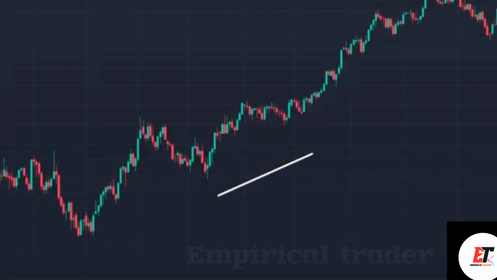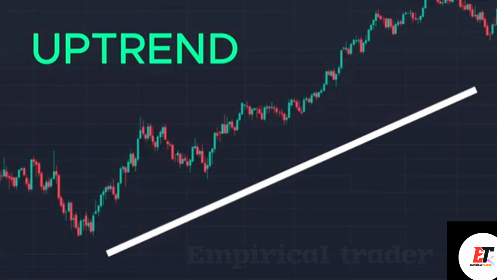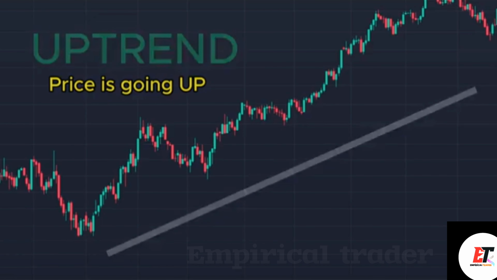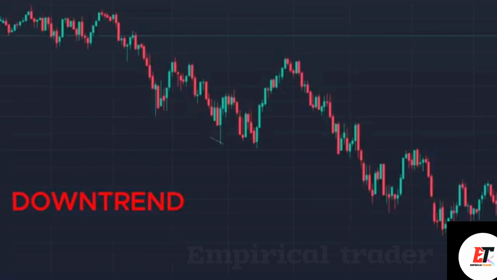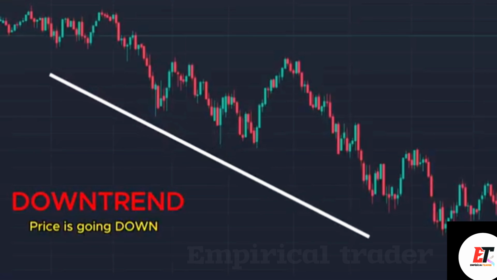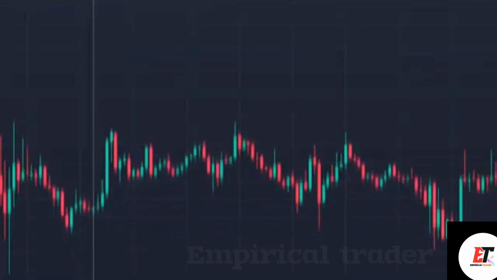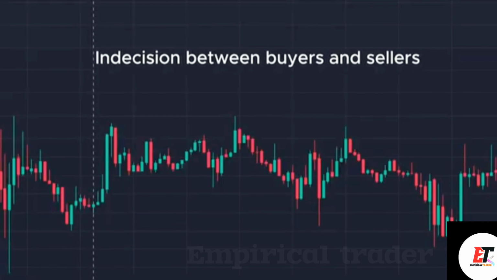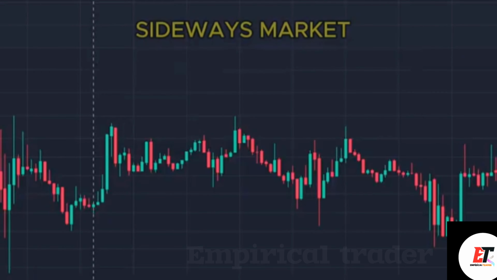Now, look at a bunch of green candles in a row. That's an uptrend, meaning prices are going up. Red candles in a row? That's a downtrend, showing prices going down. A mix of both? The market's a bit confused, and it's called a sideways market.